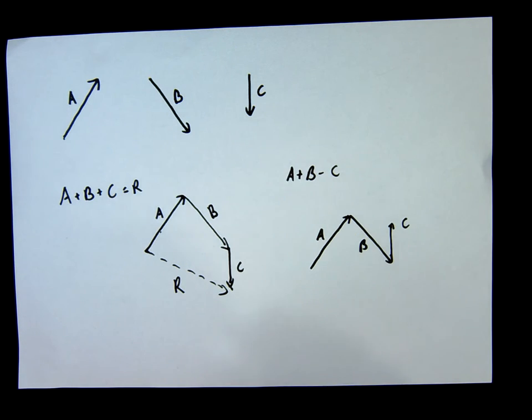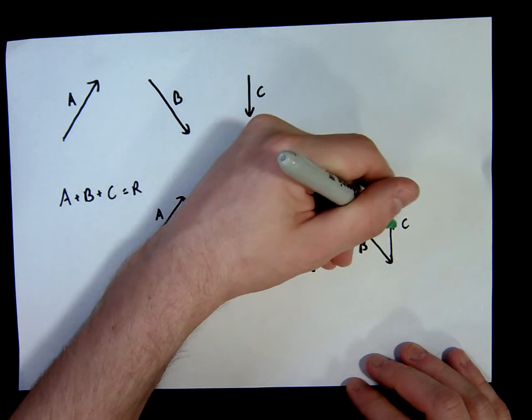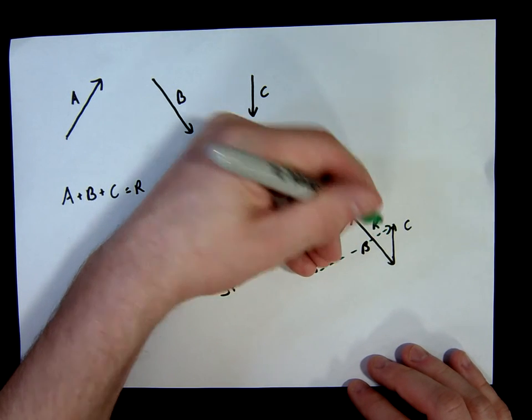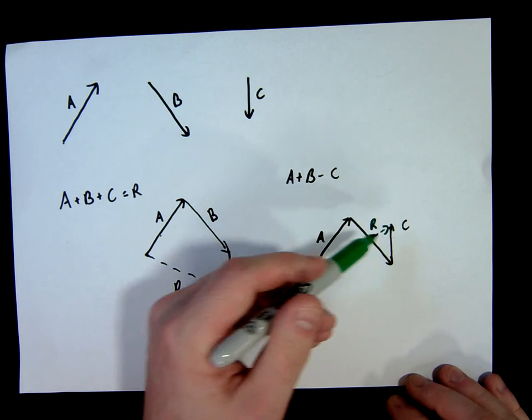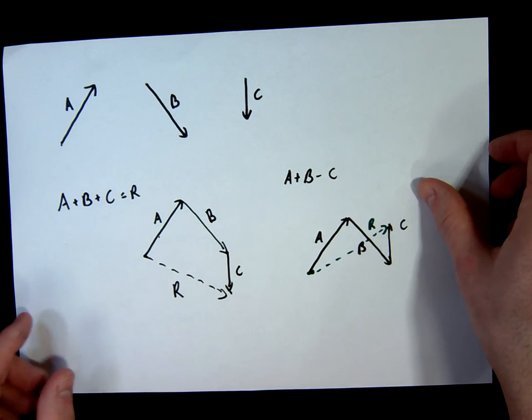Maybe I'll use green to indicate that the resultant would be starting there, ending there. So I'm going to go up, and there would be my resultant. It doesn't matter that it crosses paths here. This is where it started, this is where it ended, and that dotted line would be my resultant vector, R.